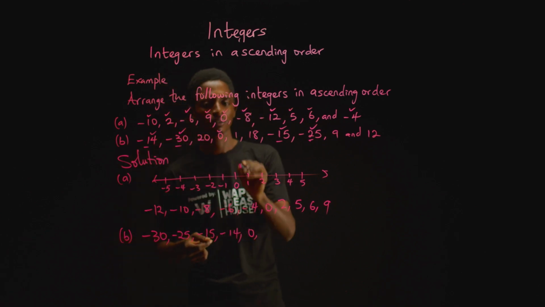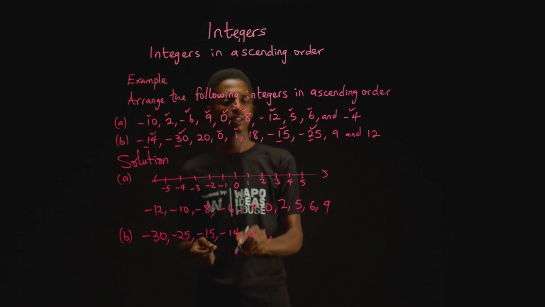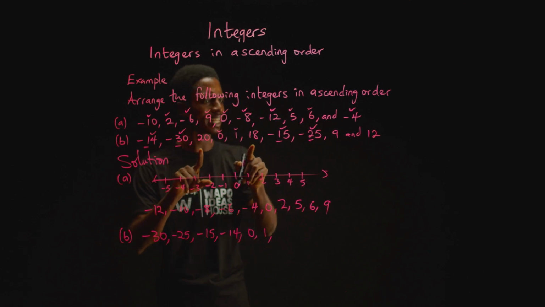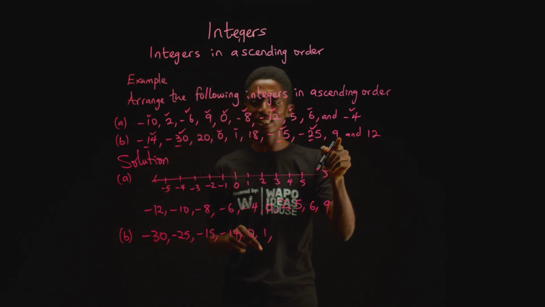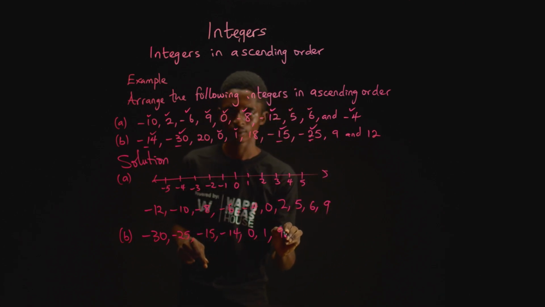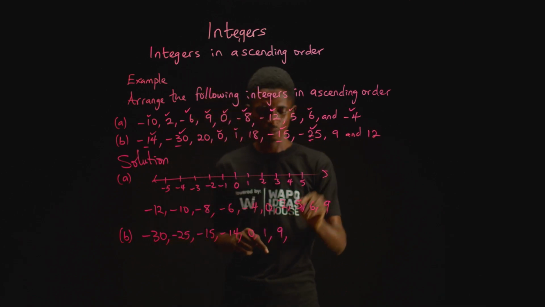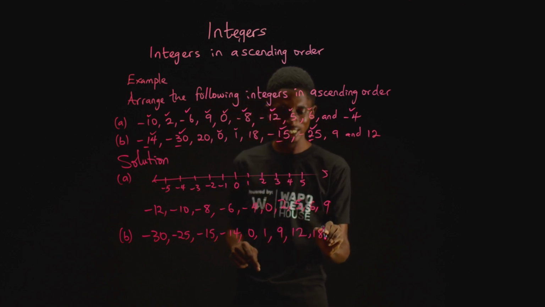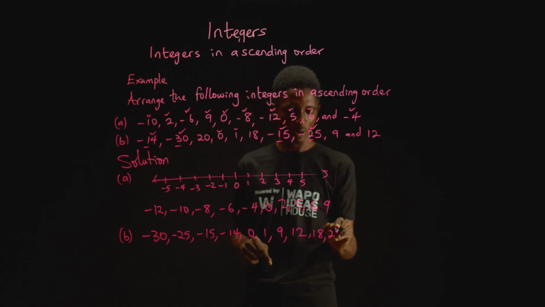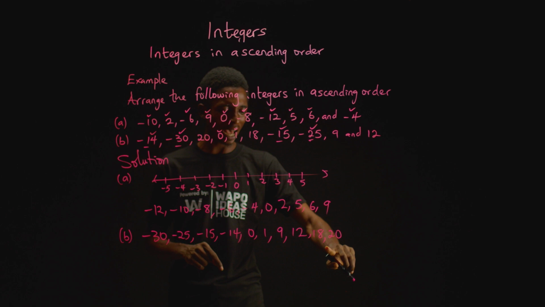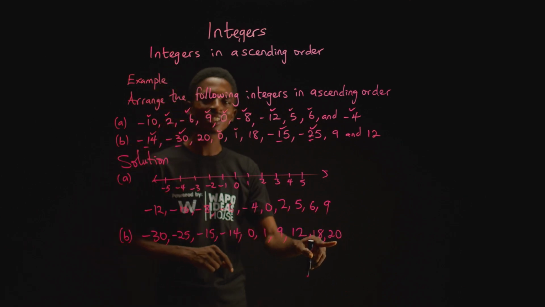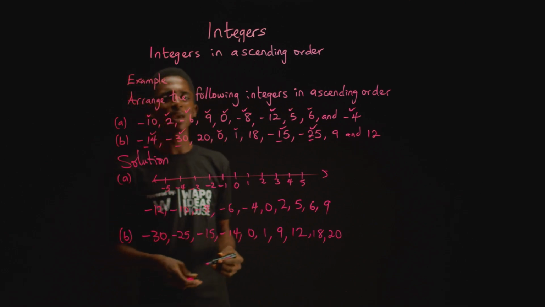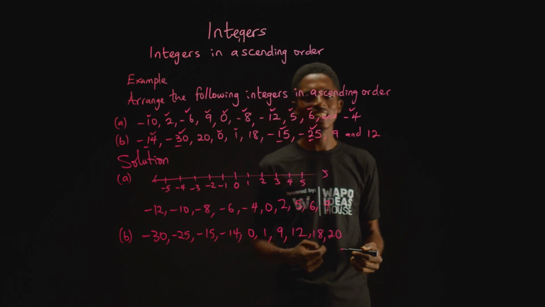Then we have 1, followed by, we have 20, 18, 9, and 12. The next number is 9. And then we have 12. And then 18. And finally 20. That means our biggest number in this set of numbers is 20, and our smallest number is -30. This is how we arrange mixed integers in ascending order.